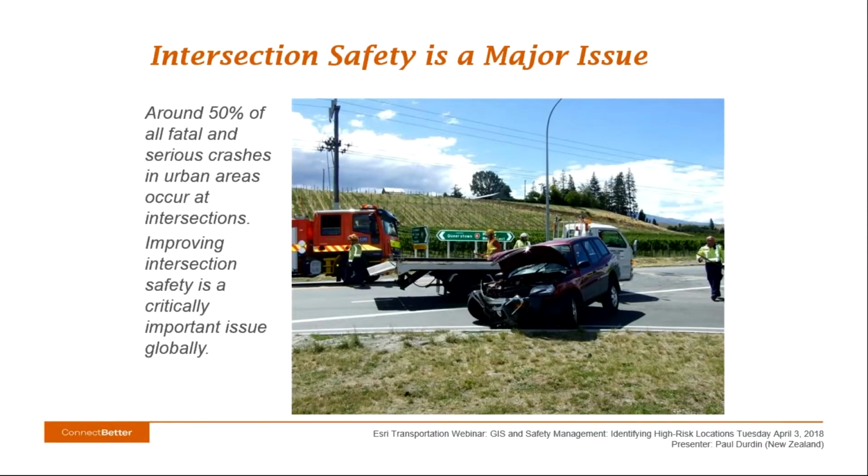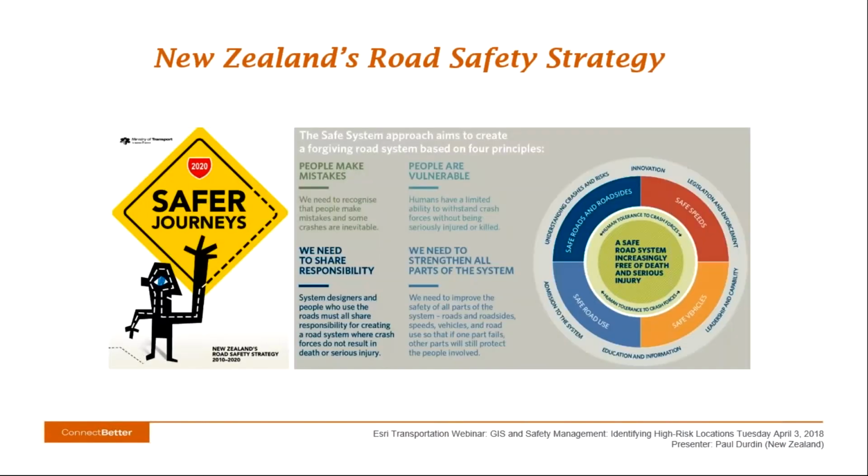So the first risk topic area that we're going to focus on today is intersection safety. And the reason why intersection safety is important is that in urban areas, around 50% of all fatal and serious crashes occur at intersections, and a number of those involve what we would classify as vulnerable road users, so people that are walking, cycling, or motorcycling. And if they get struck in a collision, then they're at much greater likelihood of being involved in a high severity outcome or even death. So improving intersection safety is a globally important issue.